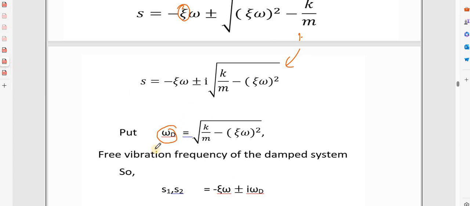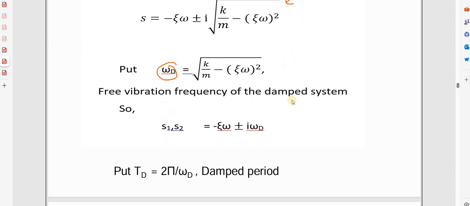So here is the free vibration response of the damped system. You can see this whole term is now replaced with omega d. So how can it be written? It will be like this: minus eta omega plus or minus i omega d. So why are we arranging all this? Because there are so many empirical equations which we will be using for analyzing dynamic systems. That is the reason why you will be hearing a lot of new terms here and there, because many empirical relationships are there.